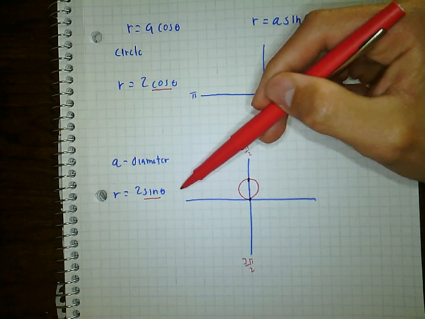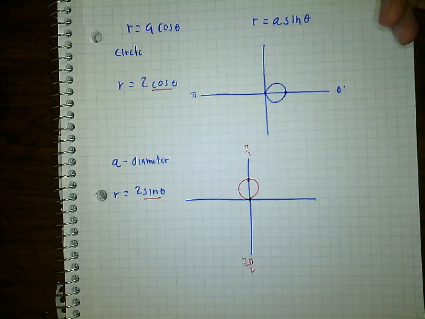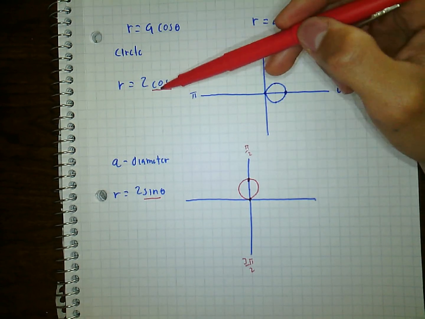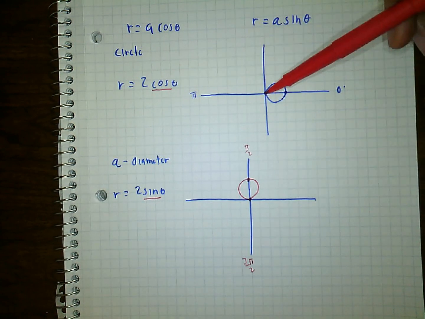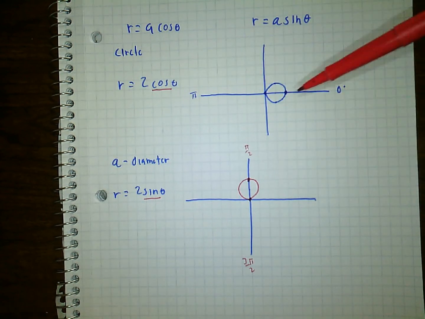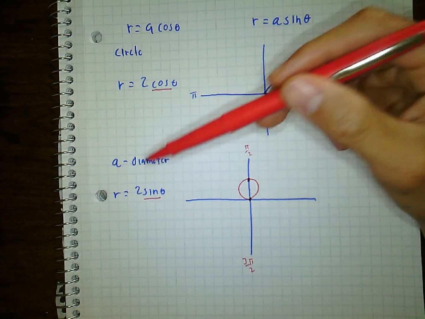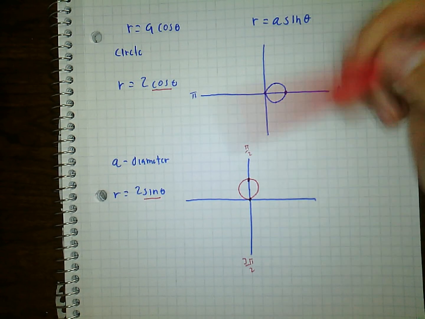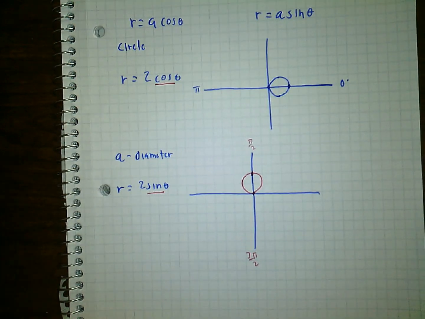Notice when I have a sine, it looks like I have a circle with symmetry with what you would call the y-axis. So I think we can assume then that when it's cosine, you're going to have a circle whose diameter is going to be part of the x-axis, if we had one, and when you're dealing with sine, you would have one with symmetry with respect to the y-axis.